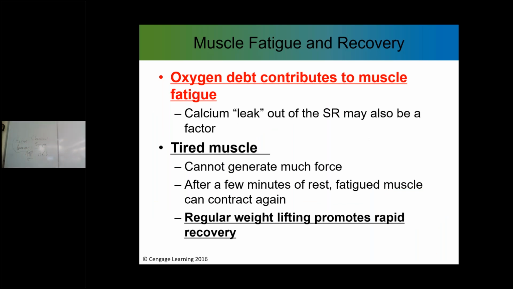All right, muscle fatigue. Muscle fatigue is very real. Oxygen is important in order to produce ATP. ATP is important for muscle contraction to occur. So oxygen debt contributes to muscle fatigue. Now, there are some people that are amazing in that they can exercise for long periods of time and not get fatigued.